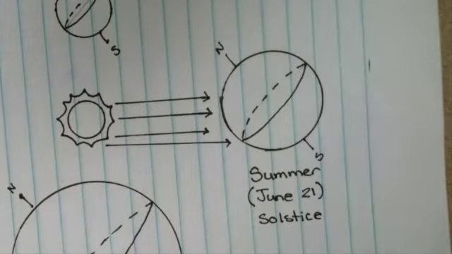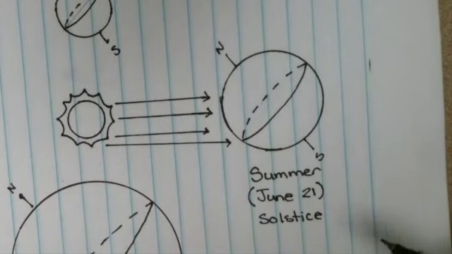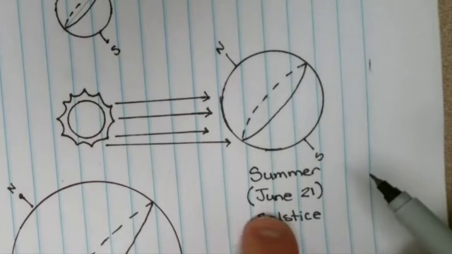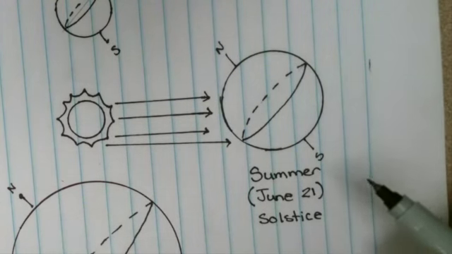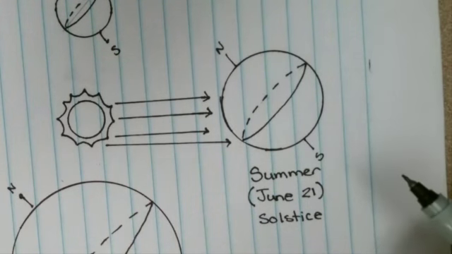And that's the day of the year when we have our longest day, we have our shortest night, and it's actually not the hottest time of the year. The hottest time of the year is actually going to be in August, because even though we have long days, the Earth hasn't had enough time to heat up. Kind of like, think of a pool. A pool needs a bunch of warm days before it actually gets warm enough to swim in. Same thing with the Earth.